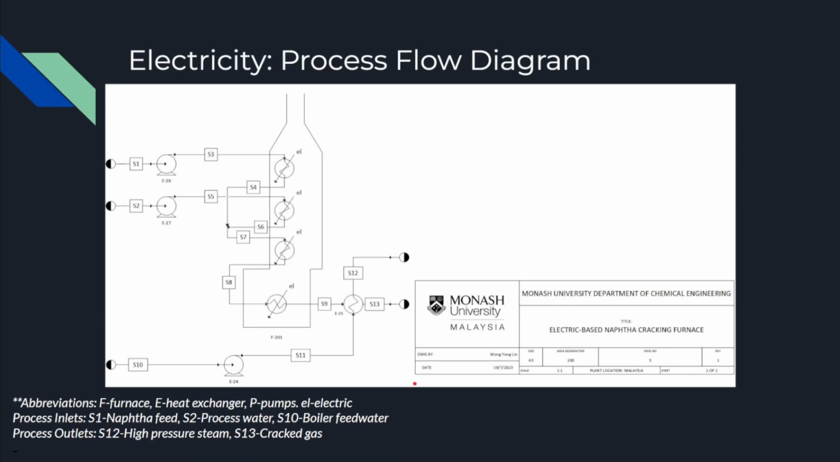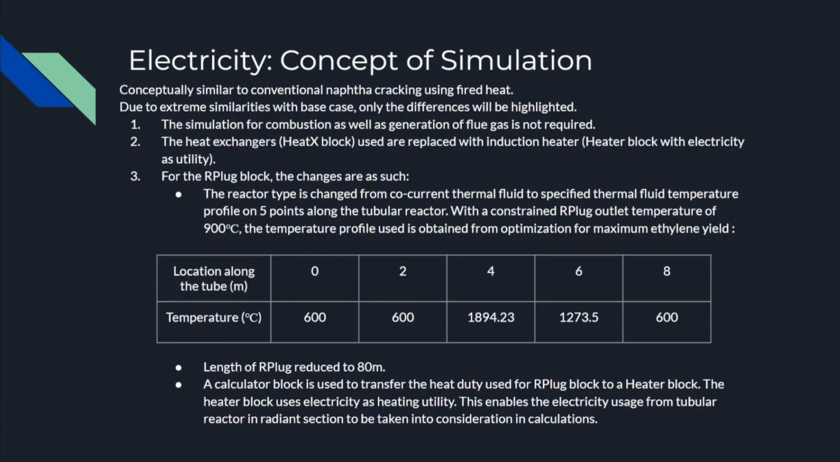This is the process flow diagram for the electric-based naphtha cracking furnace. In the simulation, changes are made to the base case simulation, where HeatX blocks are replaced with heater blocks using electricity as utility. For the R-Plug block, a specified thermal fluid temperature profile is used to simulate the temperature profile of the wall of the reactor achieved through precise heating duty of the induction coil. The temperature profile used is obtained from optimization for maximum ethylene yield from the reaction.